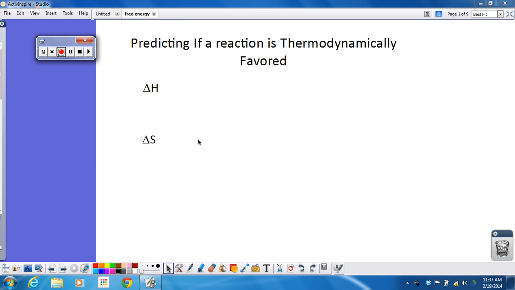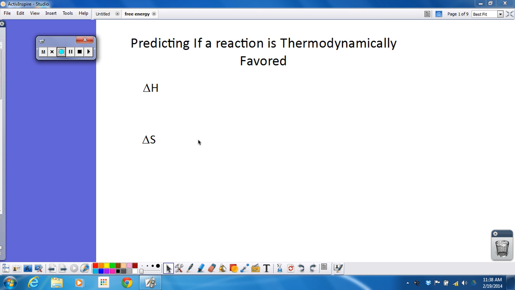Okay, so in the past videos we've looked at both delta H and delta S. Delta H and delta S both contribute to a reaction being thermodynamically favored. There are two different factors that need to be considered. And if we look at only one of the factors, we can make a prediction about whether or not a reaction will be thermodynamically favored.